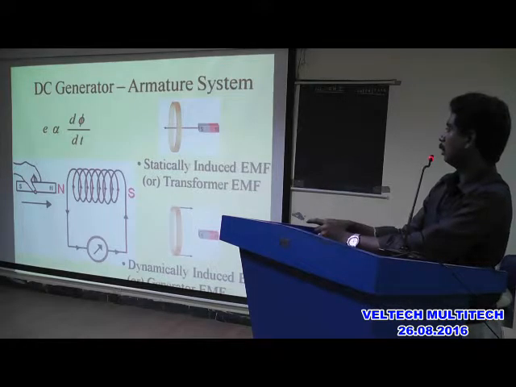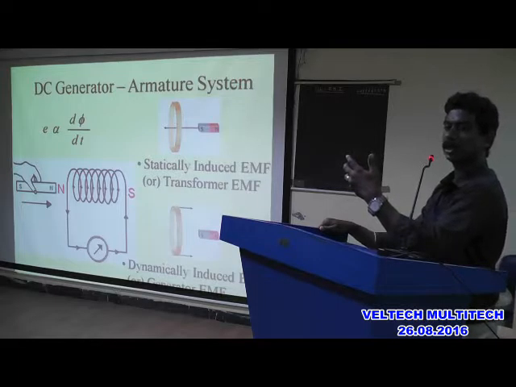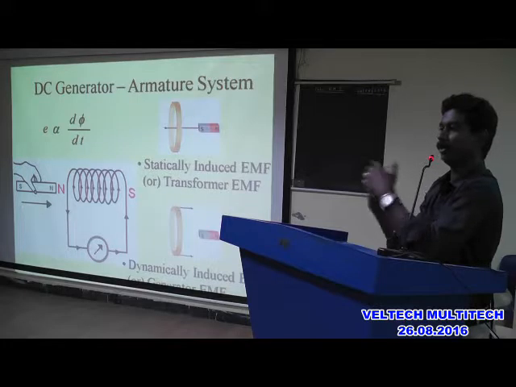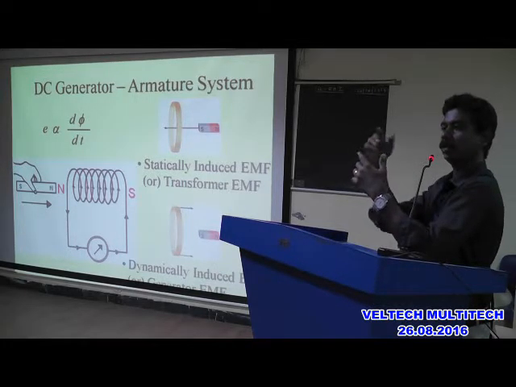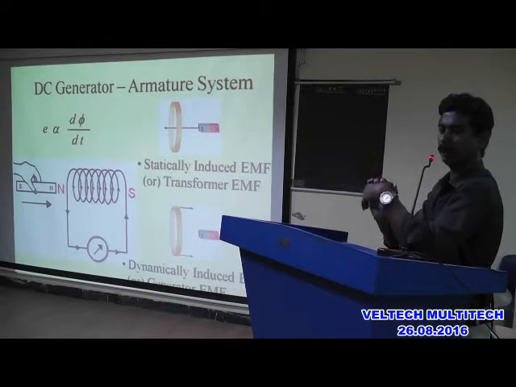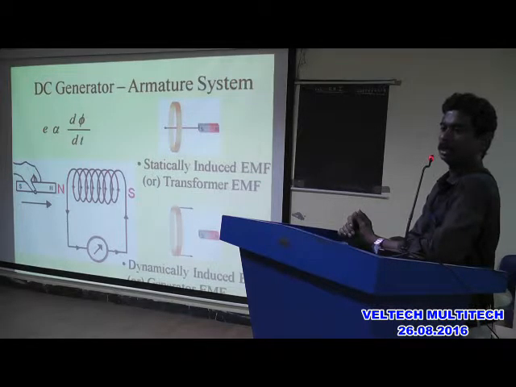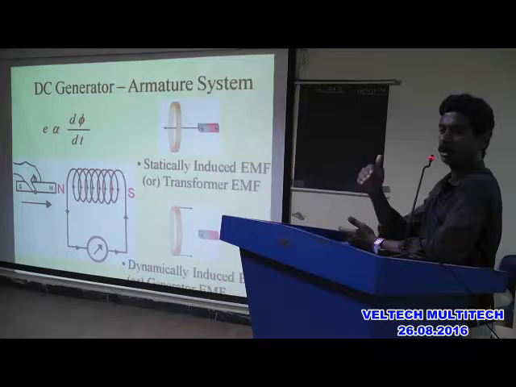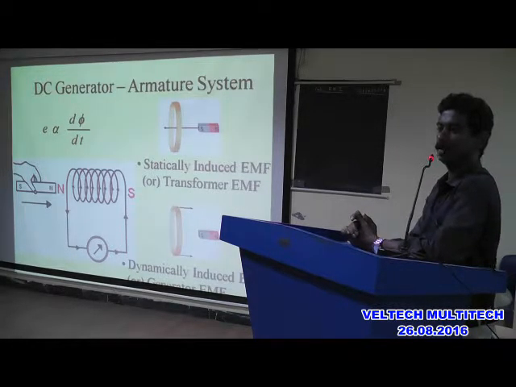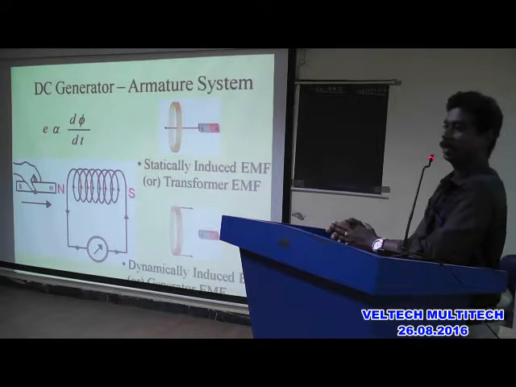So here you can see, the first one is the transformer. In a transformer, what happens? The conductor is stationary, the flux is moving. Flux is moving means you are exciting the primary winding with the single phase supply, so you are producing the alternating flux, that means time varying flux. The flux is varying with respect to time, the conductor is stationary. So what will happen? EMF is induced in the secondary. First, EMF is induced in the primary, and that flux traveling through the core links the secondary. So EMF is induced. The EMF induced in the transformer is called statically induced EMF.